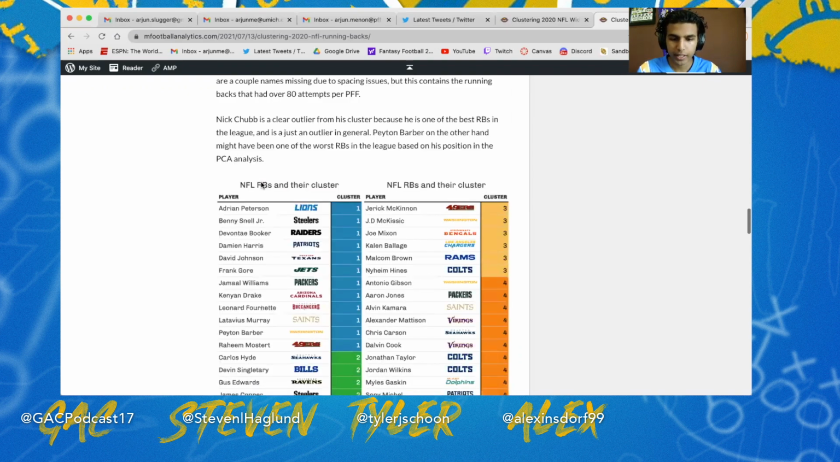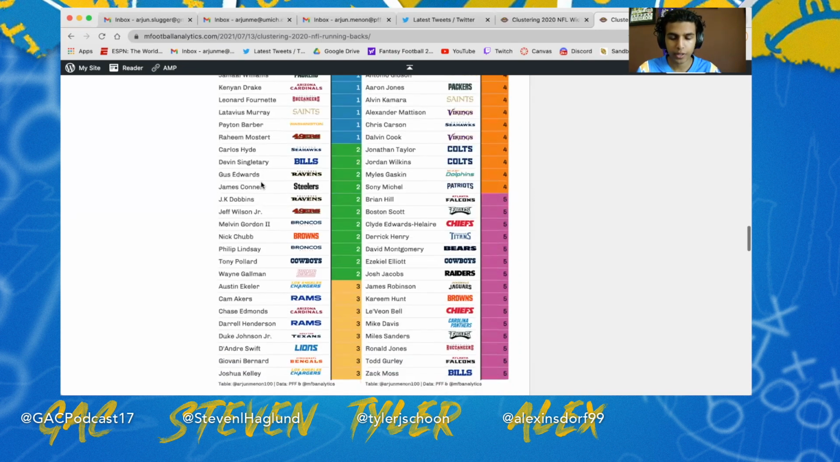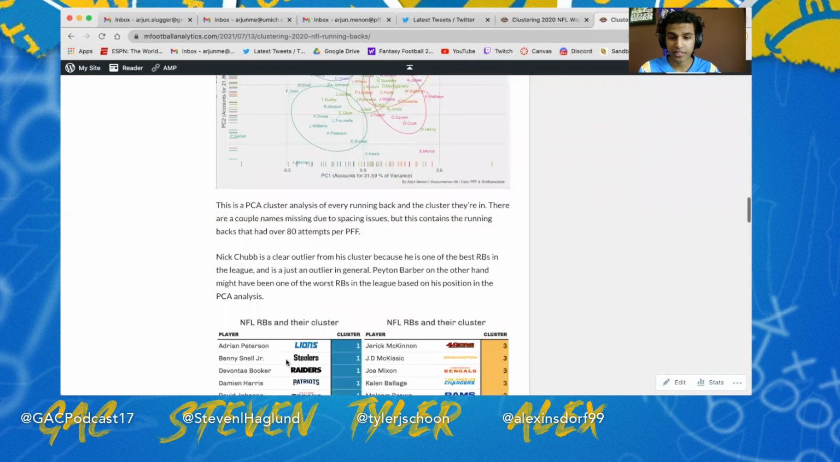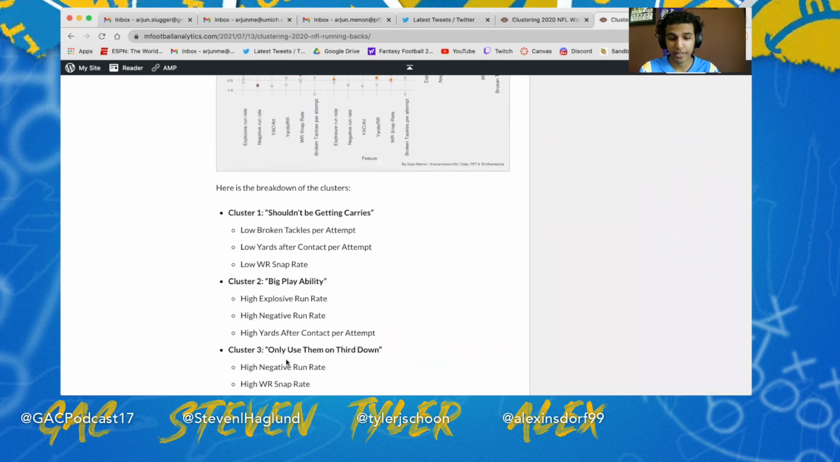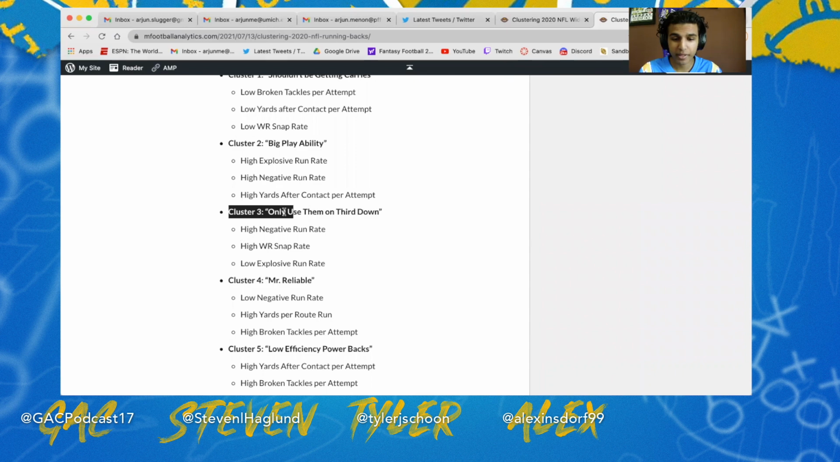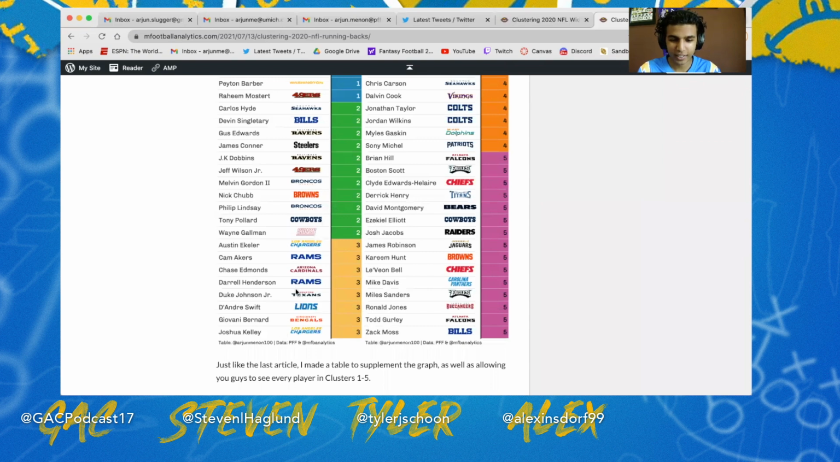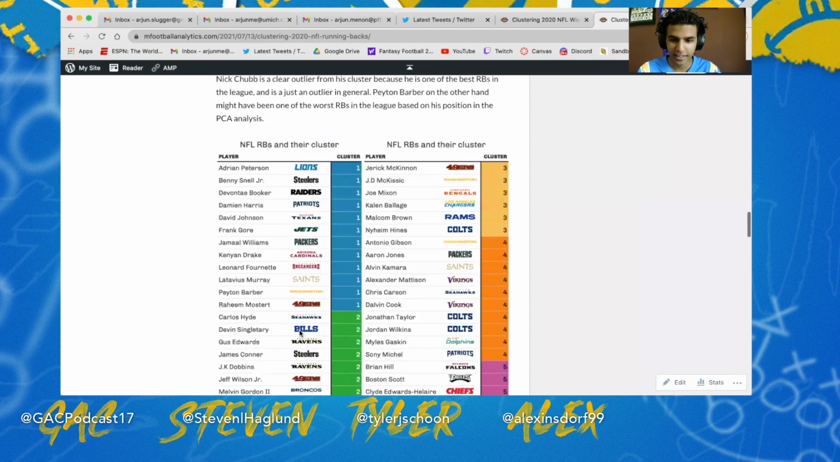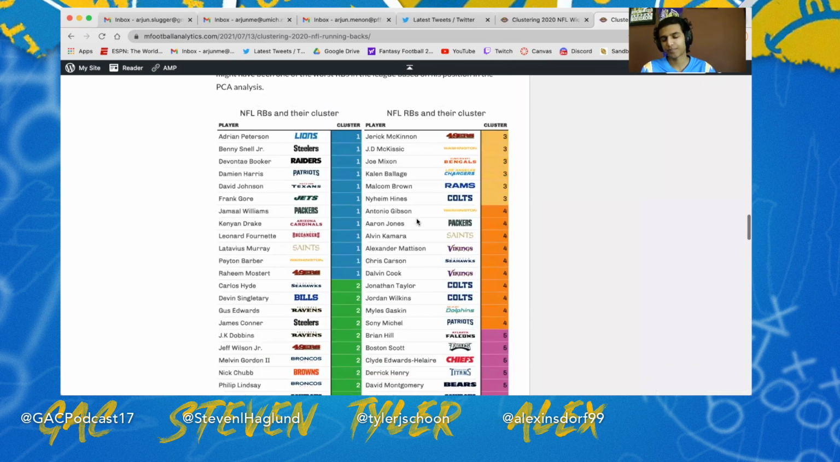Okay, and just like we did last time, let's take a look at where all the Chargers running backs fell. Cluster 3. I'm just going to say it right now because the table is kind of big. So cluster 3, only use them on third down. So high negative run rate and low explosive run rate, so very inefficient in the run game, and they lined up at receiver a lot. So Austin Ekeler's there, Joshua Kelley's there, and Kalen Ballage is there.